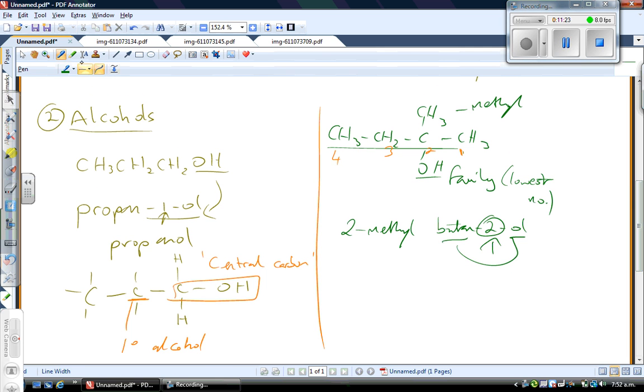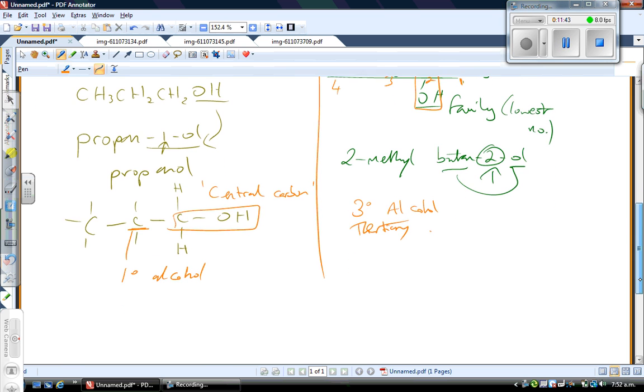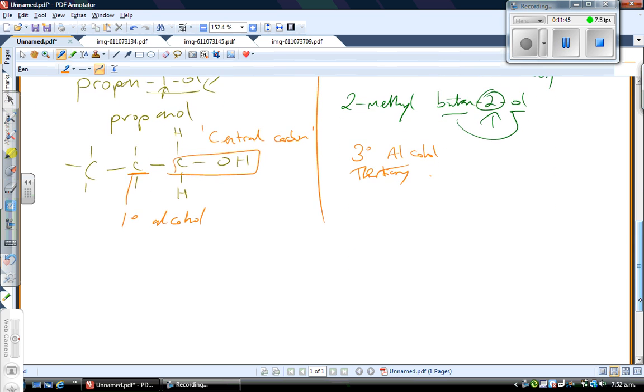Just to point out as well then what type of alcohol this is. If we locate our central carbon, which is this one in this case, this one has 1, 2, 3 carbons stuck onto it, so this is a tertiary alcohol. A tertiary alcohol. Tertiary. Okay, so we could go through other examples, but that's the general idea for naming alcohols.